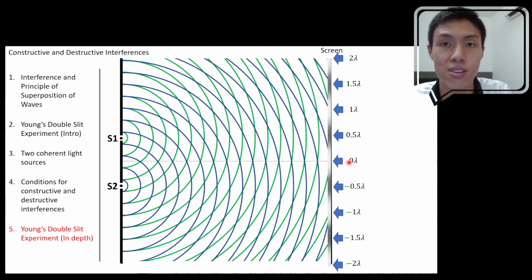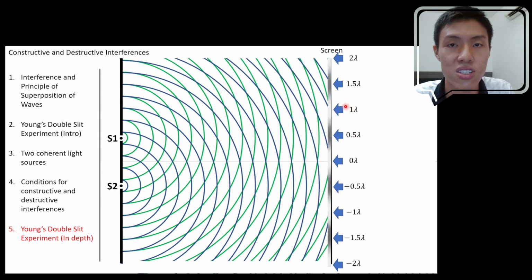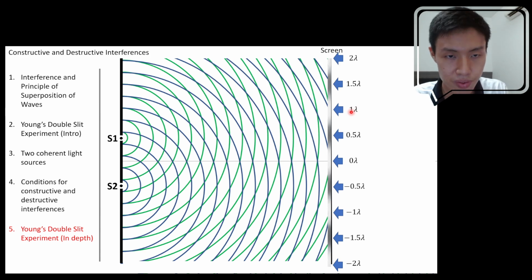With the center, definitely no difference in path. Then the path difference gets larger and larger. You see different points where, if it's destructive, you get 0.5 for its path difference. If it's constructive, you get an integer number for its path difference. So this is what you can see in terms of path difference.